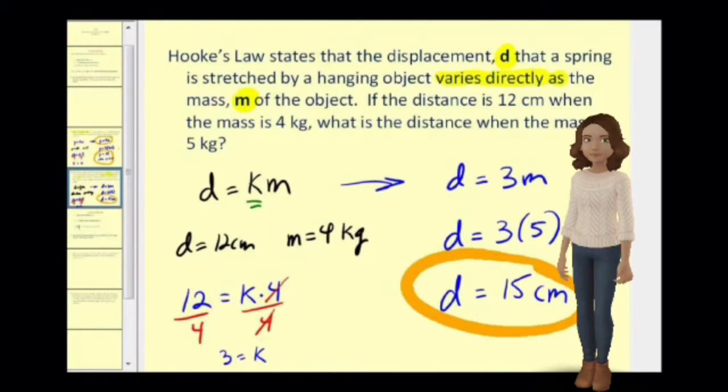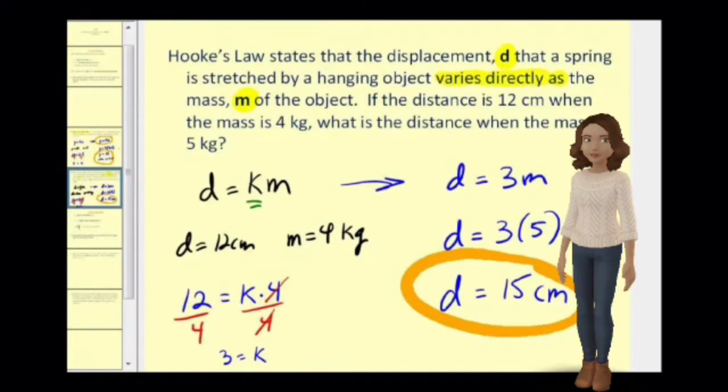So first we have to write out our equation, and that is d equals km, because inverse variation is written as x times y equals k. So in this example, we can see that d equals 12 centimeters and m equals 4 kilograms. So we write that as d equals km, or 12 equals k times 4, because 4 times 3 is 12.